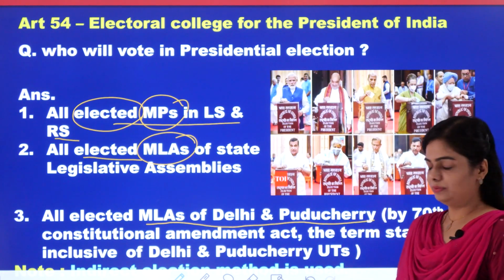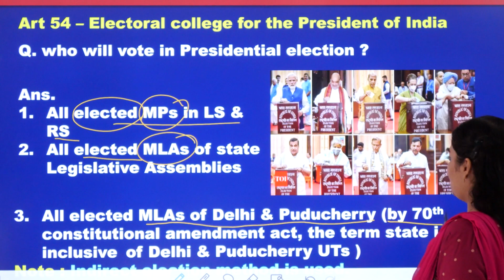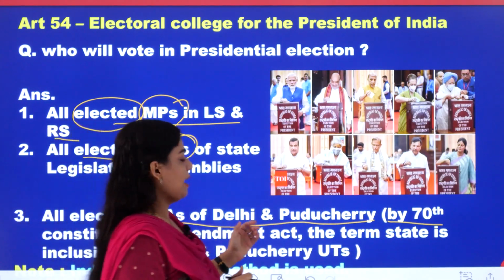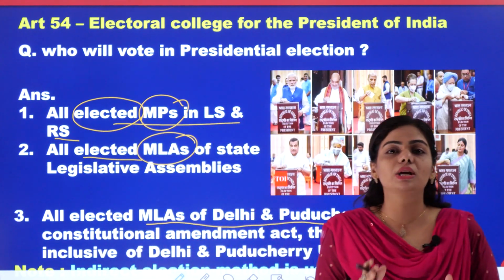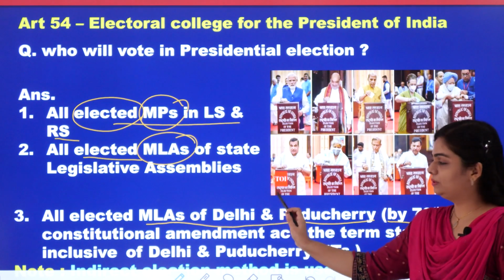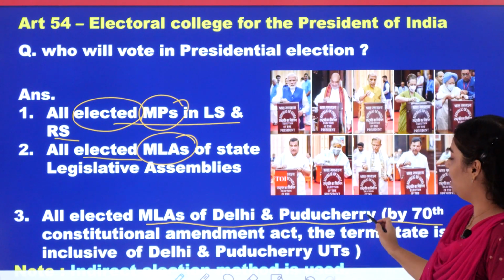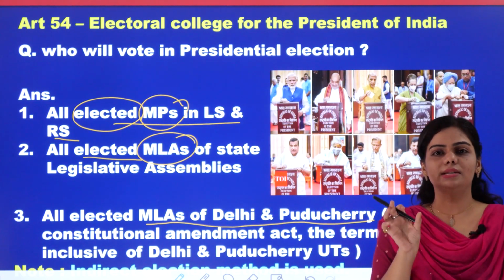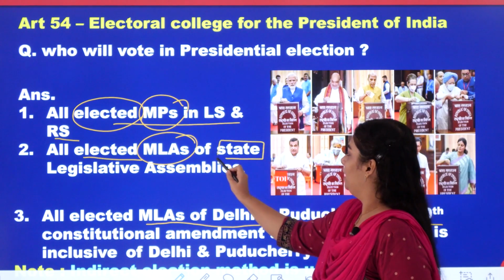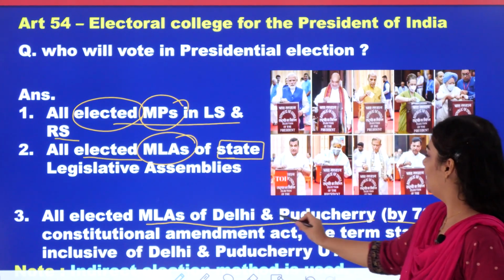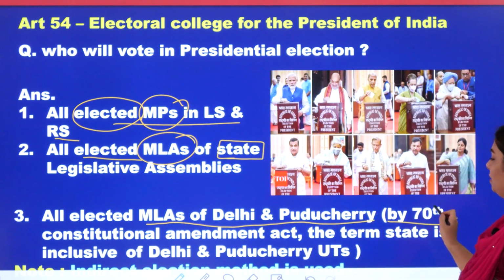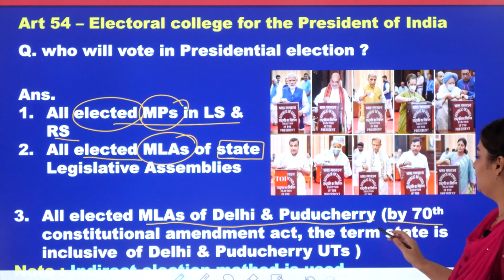How was this added? This was added by the 70th Constitutional Amendment Act. Remember friends, the 70th Constitutional Amendment Act of 1992. By this Act, the territories of Delhi and Puducherry are enlisted under the state definition. Alright, so this very word state now by default includes the Delhi and Puducherry union territories as well. Okay, so this amendment was made by the 70th Constitutional Amendment of 1992.